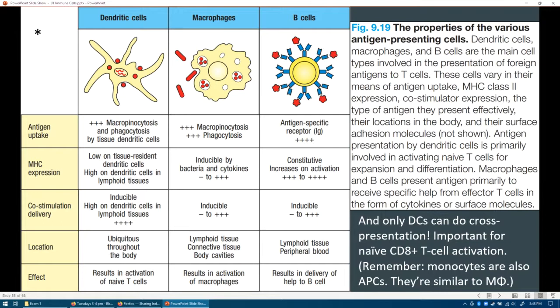That is called cross-presentation. Okay? And that is extremely important for the activation of naive CD8 positive T cells. Okay? They're the only cells that can do that. And that makes them good at activating both kinds of T cells.